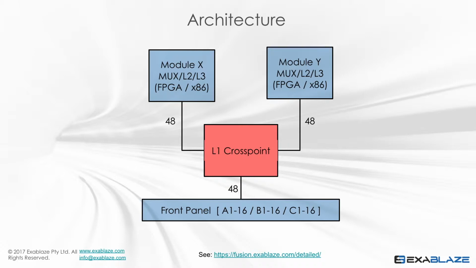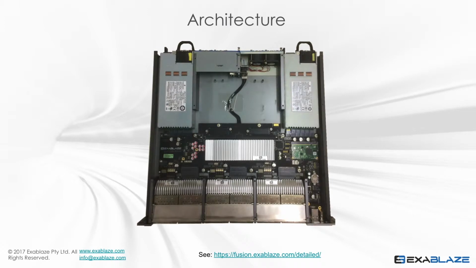The layer 1 crosspoint device is also connected to 2 internal module bays. These module bays can be optionally populated to provide higher layer functions such as multiplexing and layer 2 and 3 switching operations, as well as an x86 CPU. The device is available without module bays in a layer 1 only configuration.